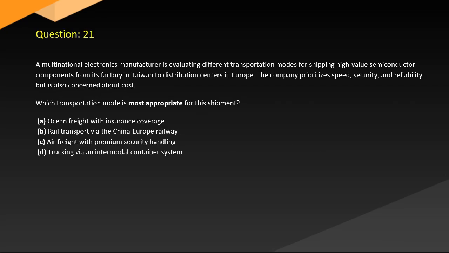Question 21. A multinational electronics manufacturer is evaluating different transportation modes for shipping high-value semiconductor components from its factory in Taiwan to distribution centers in Europe. The company prioritizes speed, security, and reliability but is also concerned about cost. Which transportation mode is most appropriate for this shipment?